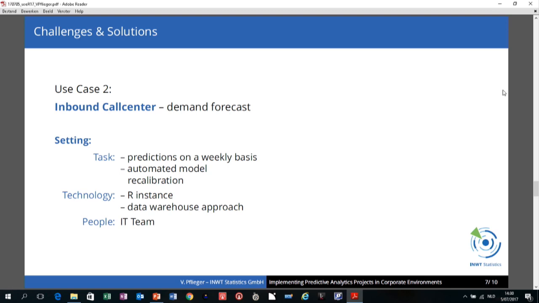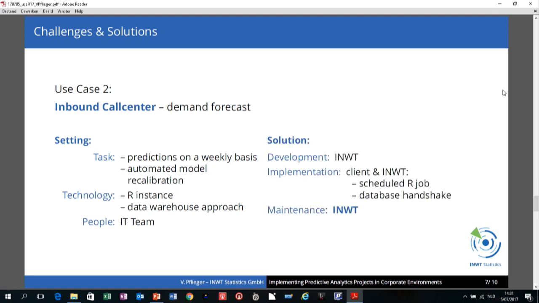Again, we can work with R, but at the client side, we have a strict data warehouse approach, and people there, which is really important, is an IT team, and they are not really keen on working with R. I don't know, probably you have experience, but for some IT people, R is not really a programming language and things like that.